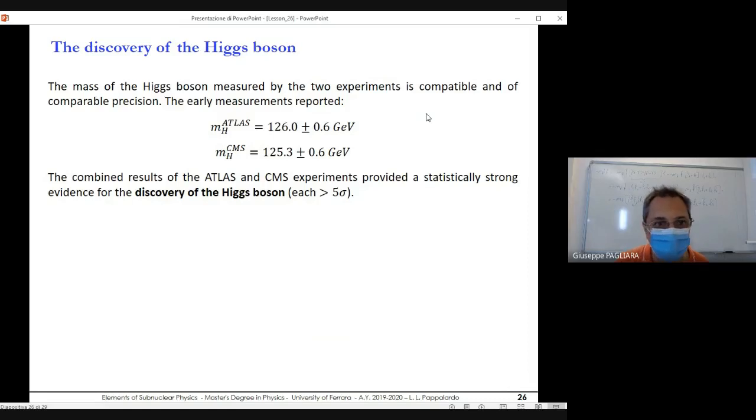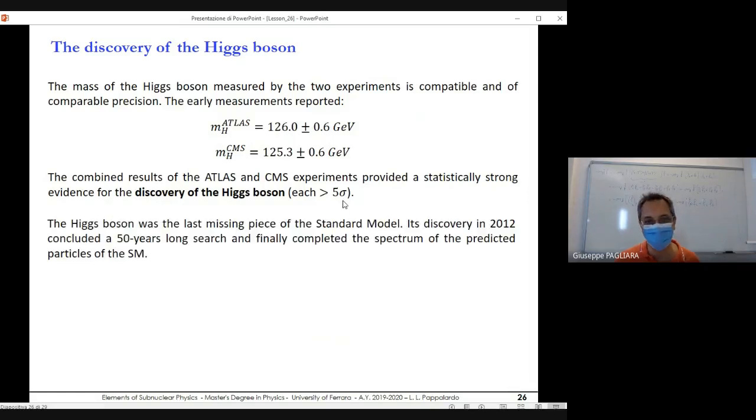Few numbers just to conclude. The mass of the Higgs boson measured by the 2 experiments is reported here, at the time of the discovery, so with a relatively large uncertainty. But nonetheless, the precision was enough to be above 5 sigma, so indeed they could claim the discovery.